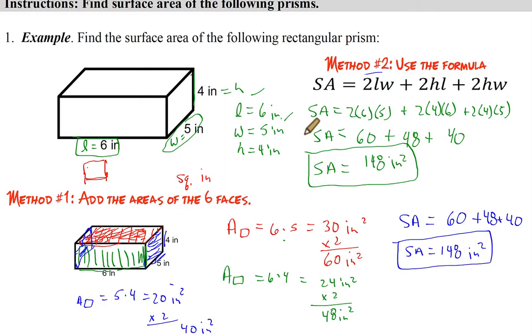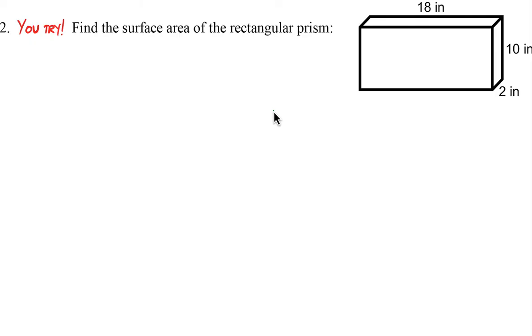That was too much talking for me. Now it's time for you to do one. Example 2. Use either method, whatever one you like better. Go ahead and find the surface area of this rectangular prism. And number 2, you go. Pause the video and do number 2.